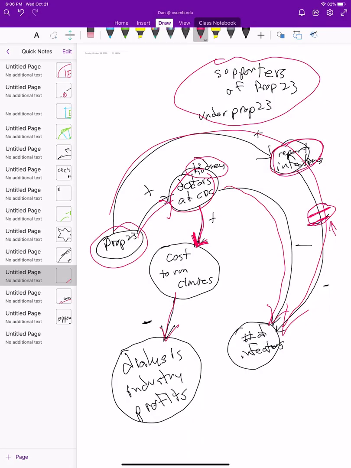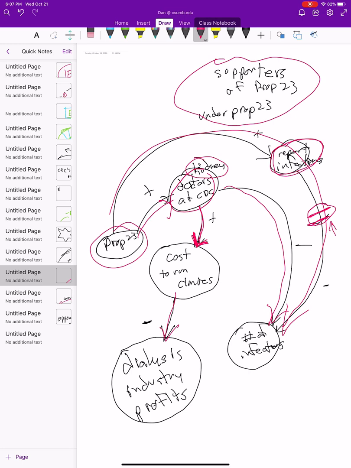Okay, I think I'm recording here, and this assignment or activity involves looking at Prop 23 and drawing a causal diagram for those who support the proposition and another one for those who oppose the proposition. And I'm basing my arguments in terms of what I'm drawing in this causal diagram on the statements made by supporters and opposers of this proposition.